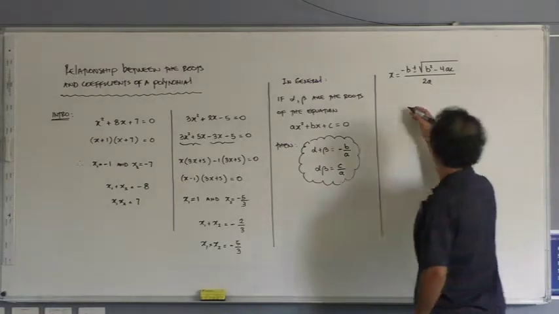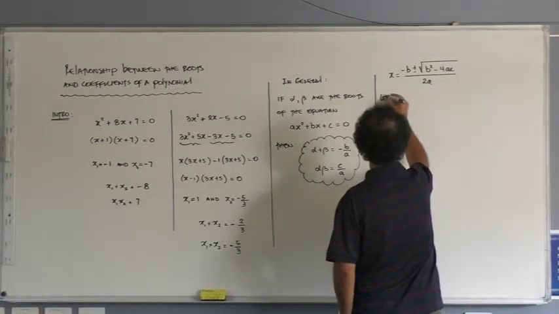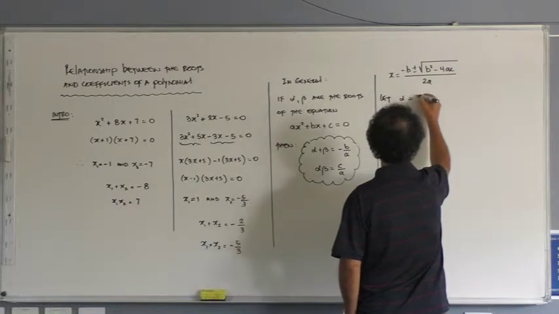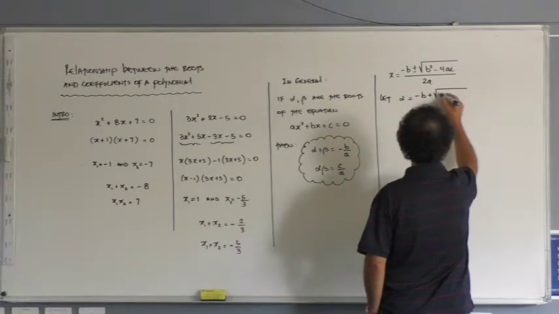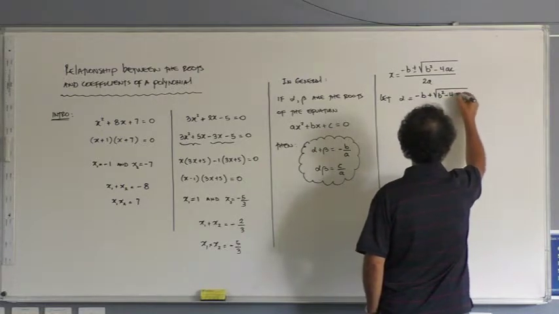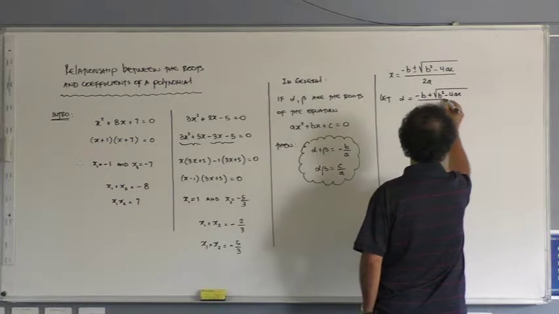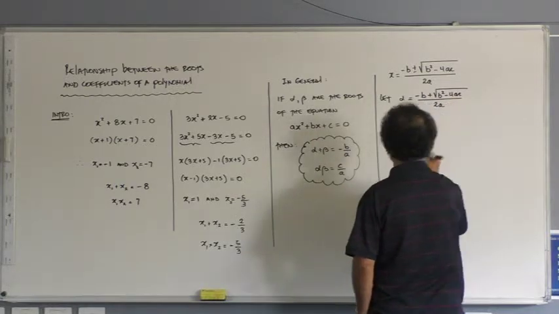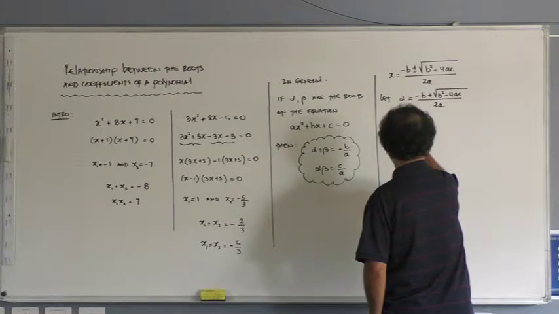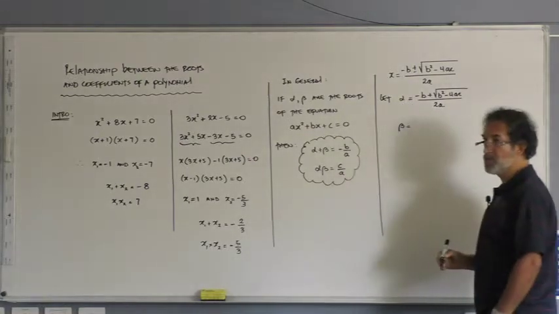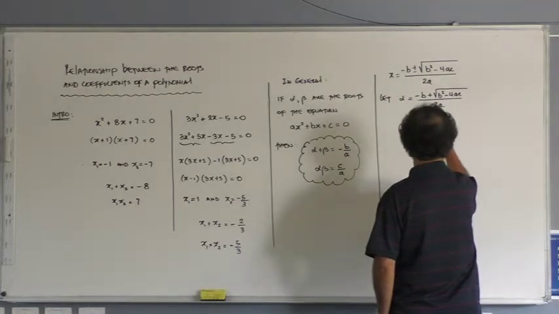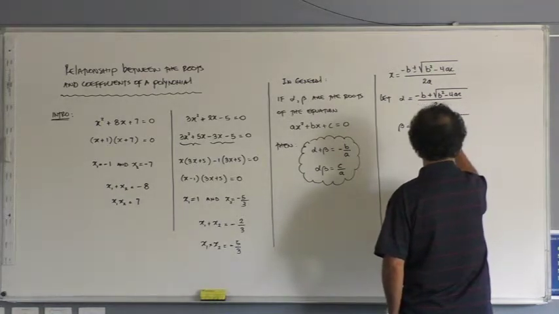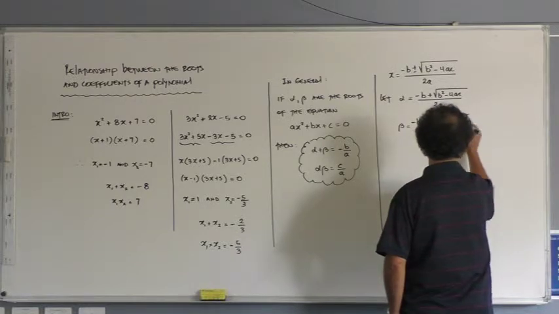So let alpha equal the first solution, the one with plus, and we're going to call beta the second solution, the solution when you choose the takeaway. So it's minus b minus the square root of b squared minus 4ac, on 2a.